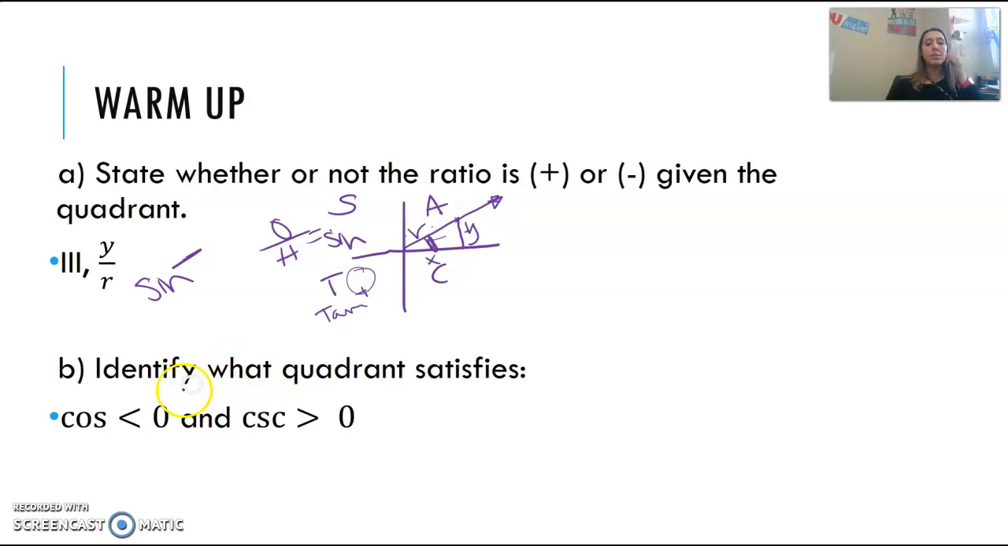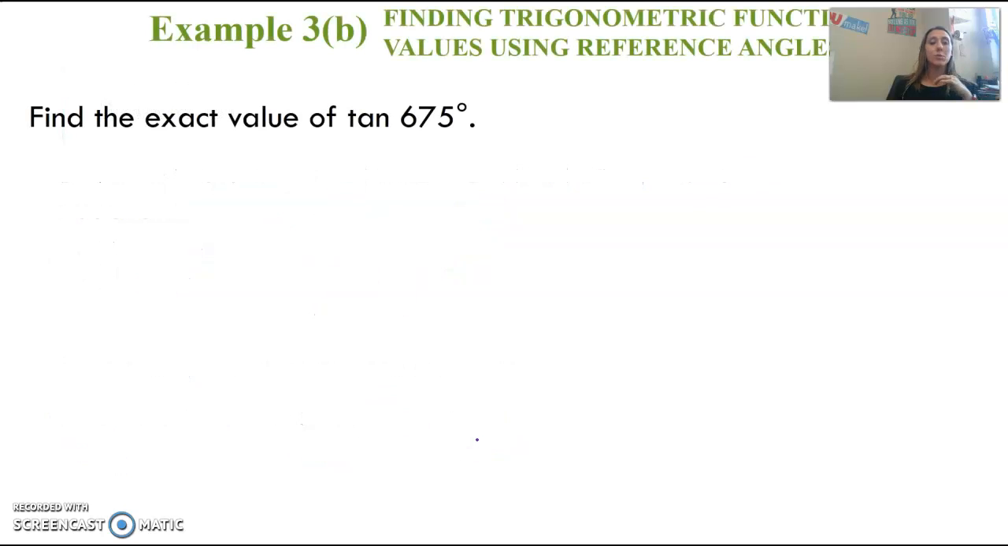Okay, so now this one is asking, identify what quadrant it satisfies. Cosine is less than 0, so negative cosine. But cosecant is positive. Cosecant is the reciprocal of sine. So where is sine positive but cosine is negative? Well, that is going to be quadrant 2. Okay, so make sure you can do that. Make sure those are things that you know how to do, because we're going to be going backwards.